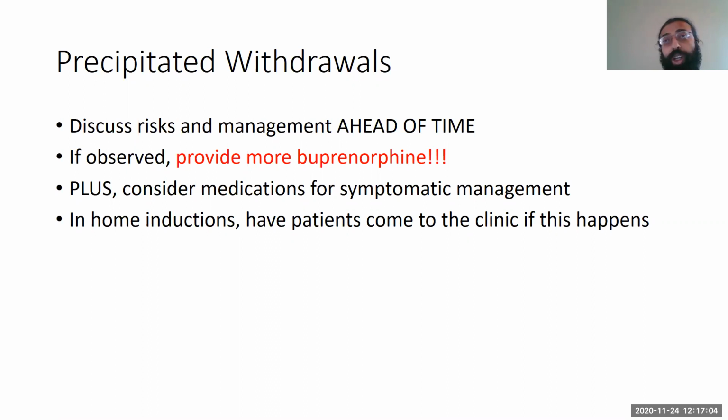Second is a bit of good news: precipitated withdrawals are actually quite rare. If you look at the nationwide data that is available, you see buprenorphine precipitated withdrawals in under 5% of all inductions. So the vast majority of buprenorphine inductions can happen without this. And if you take a microscope and look at those 5% of inductions where precipitated withdrawals did happen, a vast majority of those tend to involve transitions from methadone.